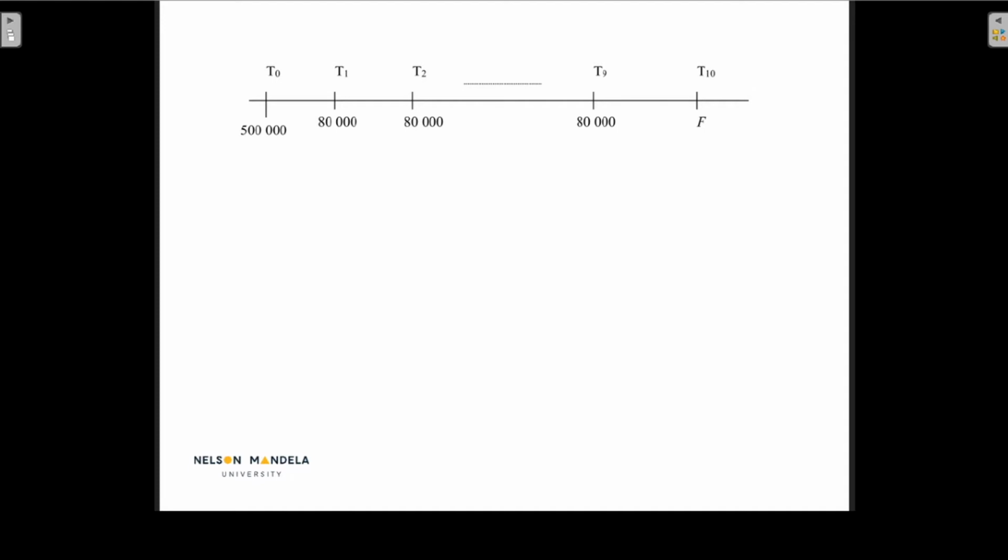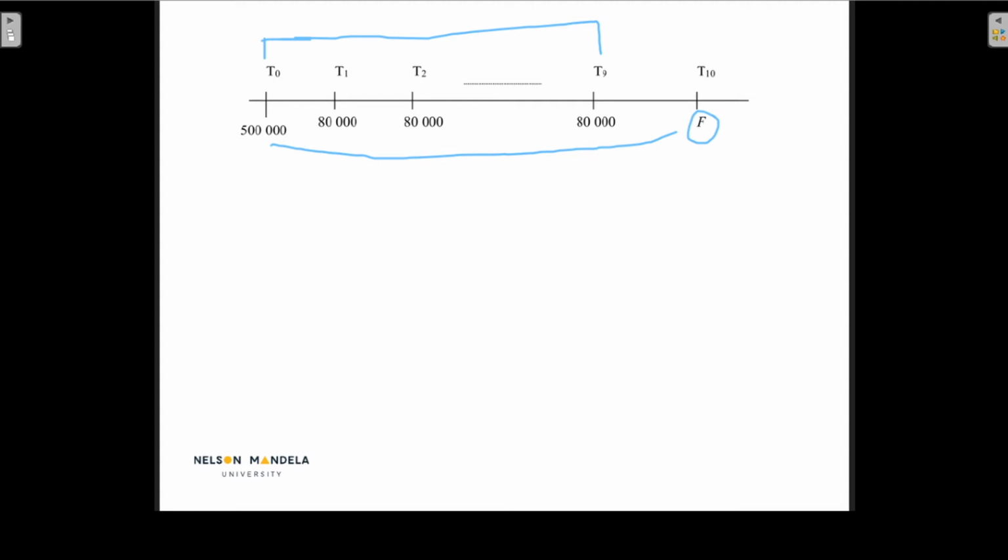So the first method would be to move all the payments to time t0 and then set it equal to the 500,000 rands at time t0. Now, if you look at the 9 full payments of 80,000 rands each, then we are working with an annuity. And if you look at the final payment, we are working with a single amount. Now, we would like to move the annuity to time t0, in other words, to calculate the present value of the annuity. And we would also like to move this single amount, the final payment, to time t0.